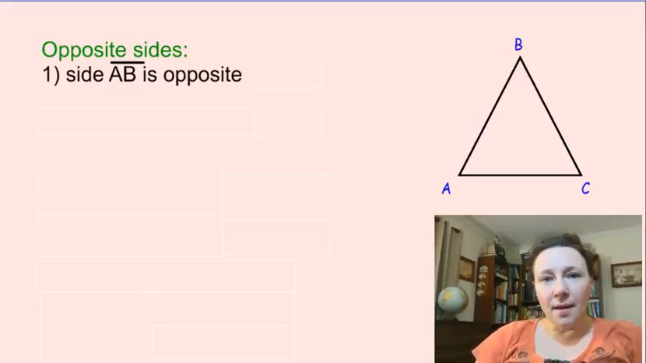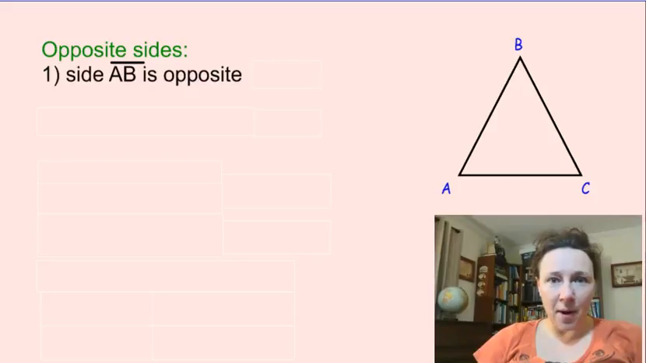Hi, in this video we will learn and practice identifying opposite and included elements, sides, or angles. So let's begin with this diagram of triangle ABC, and I'm asking you to write what you believe is the answer to this question. Side AB is opposite. Please continue that statement. Pause the video.